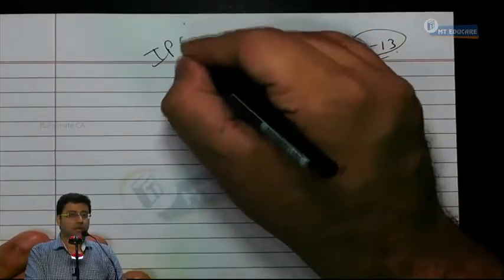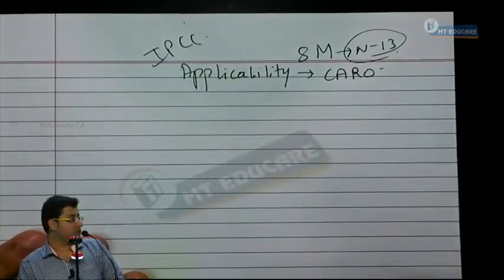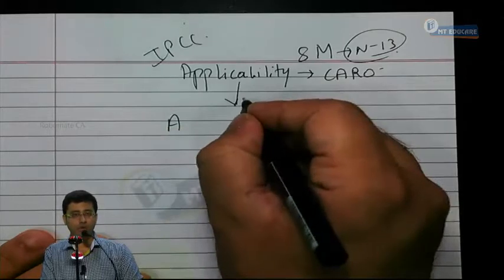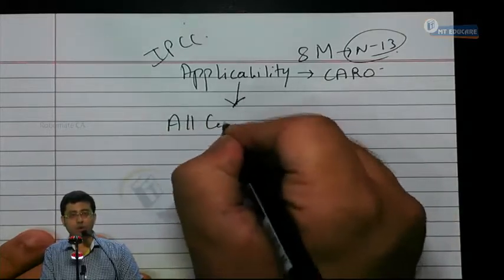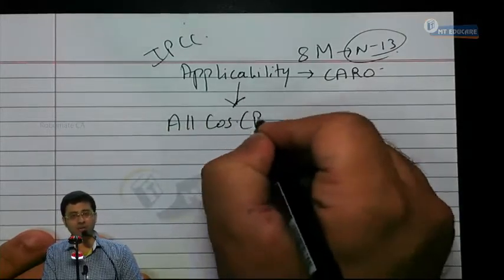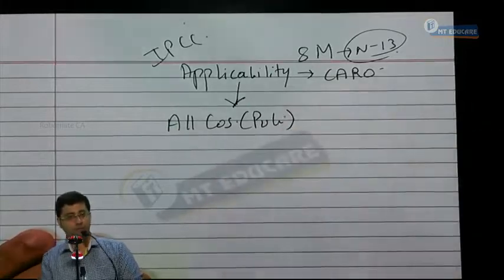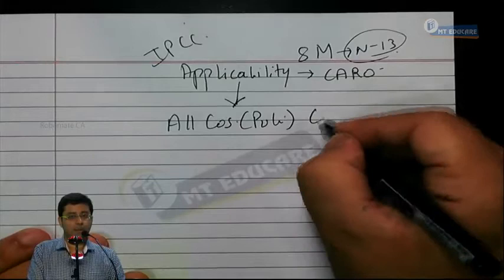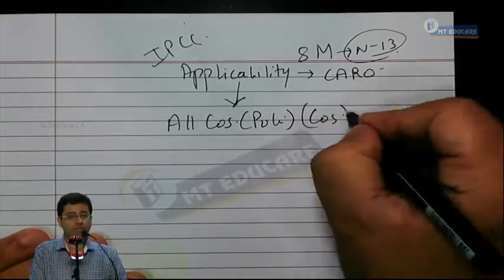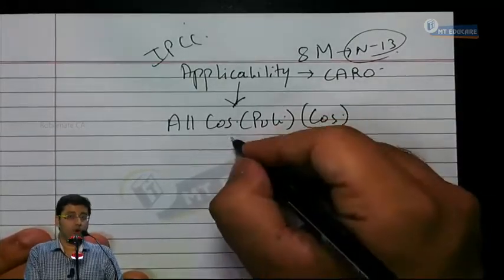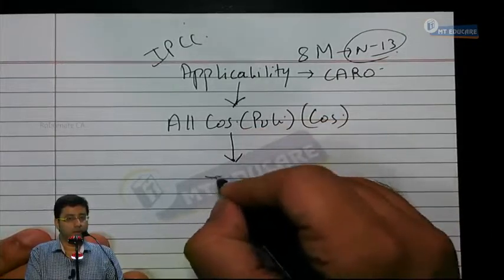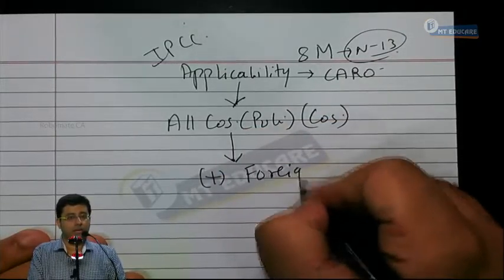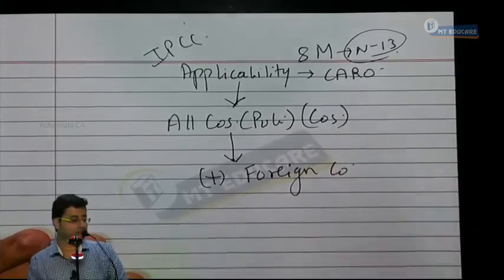IPCC question. First of all, CARO will be applicable to all the companies if such companies are public companies. So if you are a public company, then CARO shall apply to you. Not only a public company, including if you are a foreign company, then also CARO shall be applicable to you.